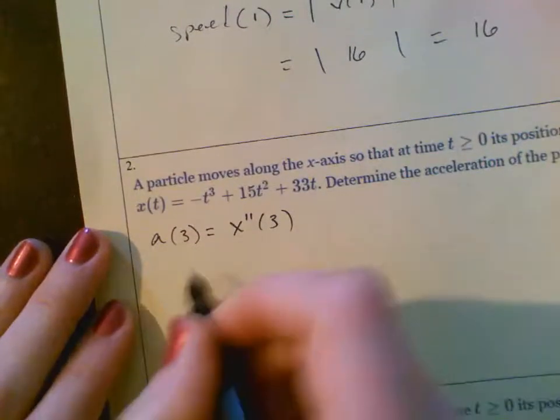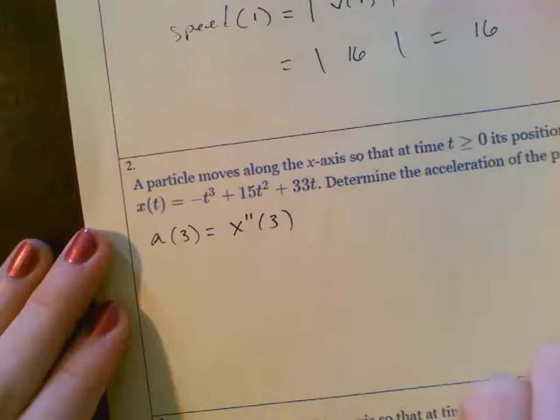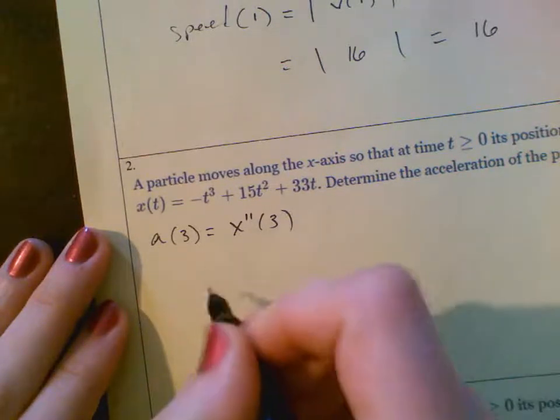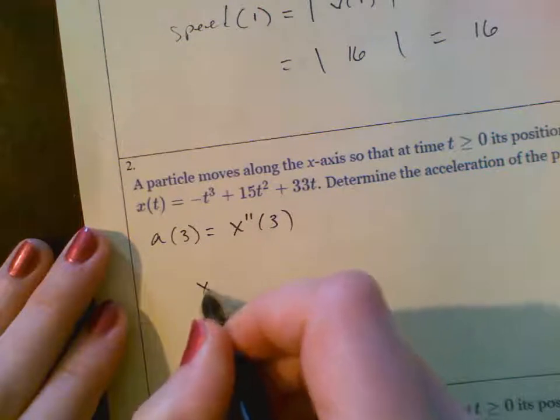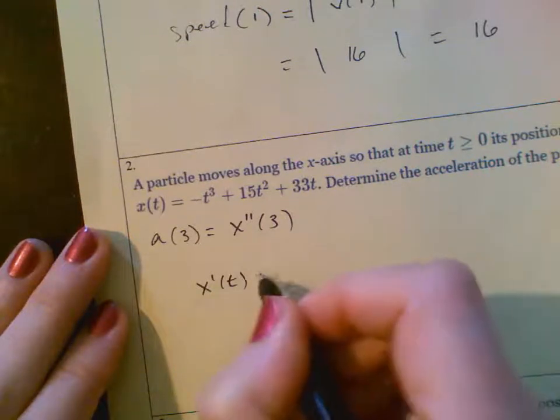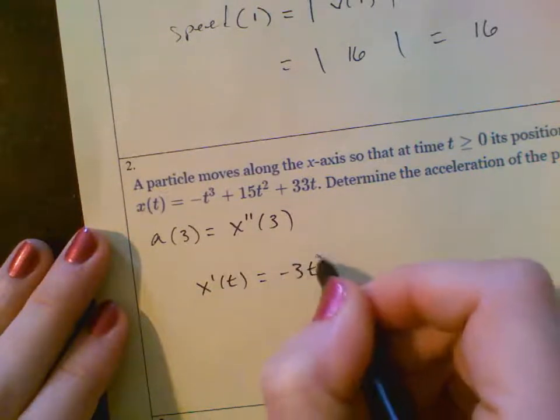So the first derivative is velocity. So x prime of t, or you could go right to v of t.